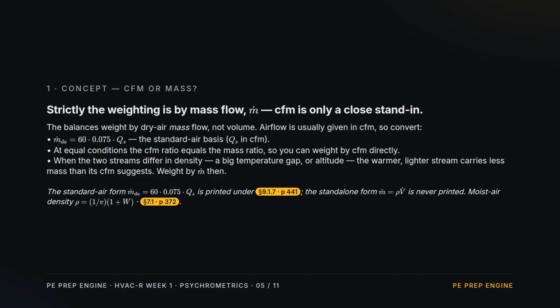The balance is weighted by dry air mass flow, not volume. Airflow usually comes in CFM, and at equal conditions, the CFM ratio matches the mass ratio, so weighting by CFM is fine. But when the streams differ in density, from a big temperature gap or from altitude, the warmer, lighter stream carries less mass than its CFM implies.